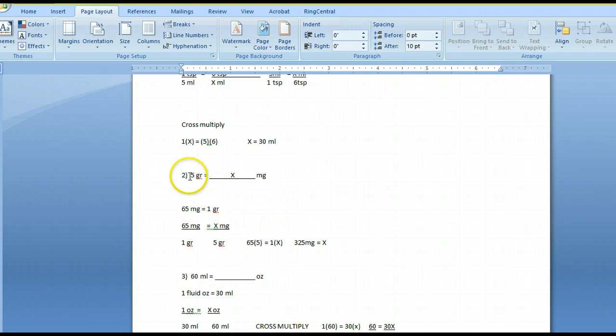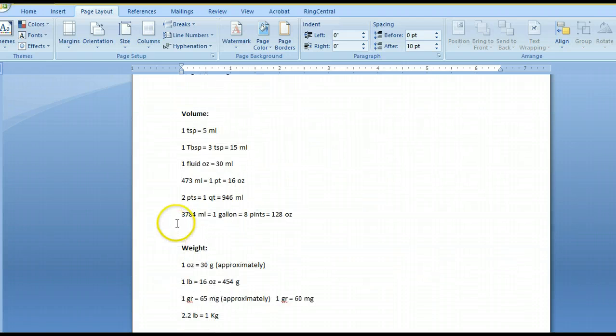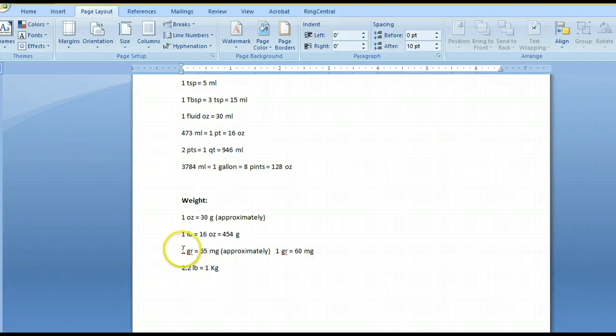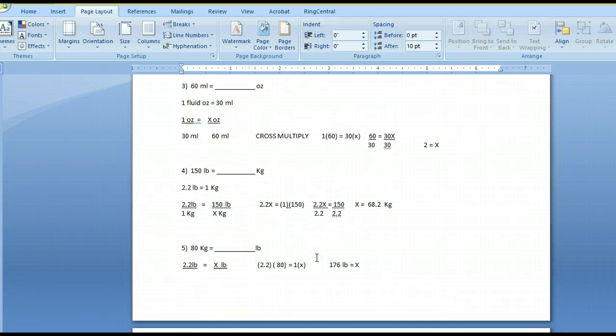Here's one: 5 grains (GR is not gram, it's grains) equals X milligrams. Our conversion factor is 65 milligrams equals 1 grain. Where did I get that? I looked it up here. Some places you'll see 1 grain equals 60 milligrams. I don't really care which one you use. I went ahead and used 65.